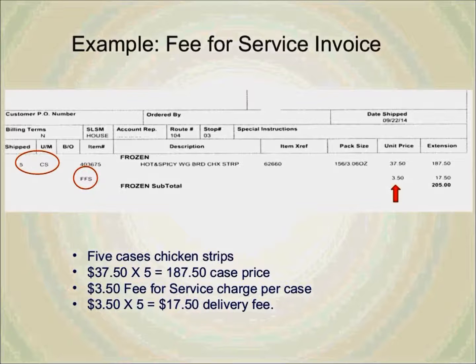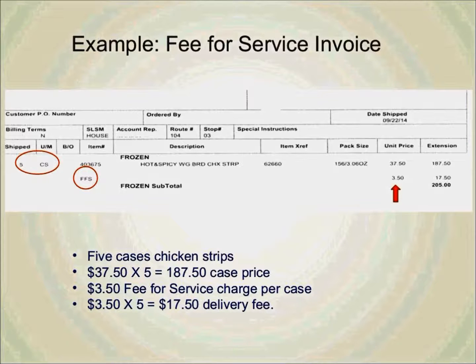Here, the delivery storage fees are listed separately, which is notated as FFS at $3.50 per case. This price varies between RAs as it is negotiated. You should verify you are being charged the correct FFS on your bid document.